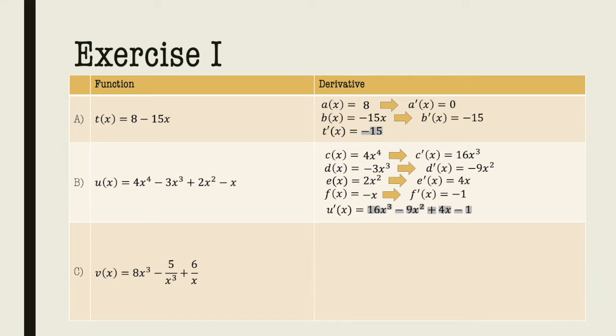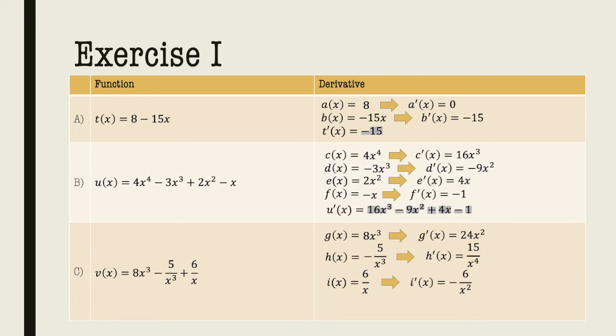U prime of x equals 16x cubed minus 9x squared plus 4x minus 1. At last, we must find the derivatives of the independent components, and our final answer is v prime of x equals 24x squared plus 15 over x to the power of 4 minus 6 over x squared.